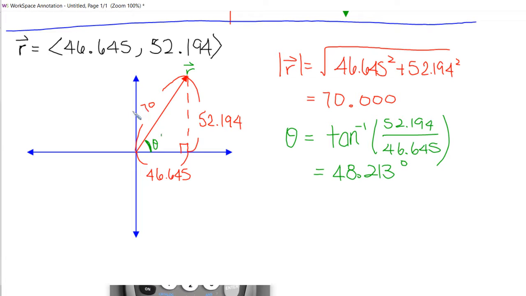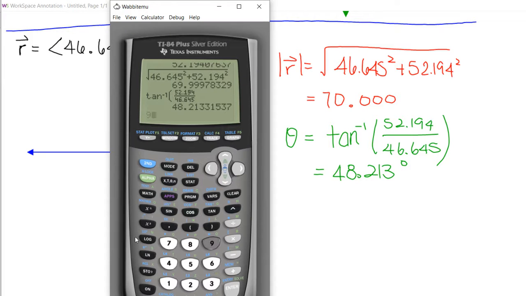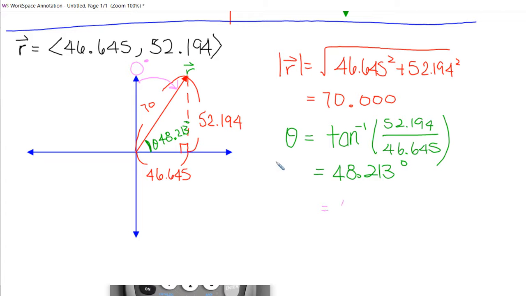However, that's this angle here, right? 48.213 degrees. But you want, once again, your bearing starts at 0 here. So you want the angle clockwise from 0. So we'll do 90 subtract 48.213. That's going to give us 41.787 degrees. And remember, the way that I'm going to notate is theta sub r.